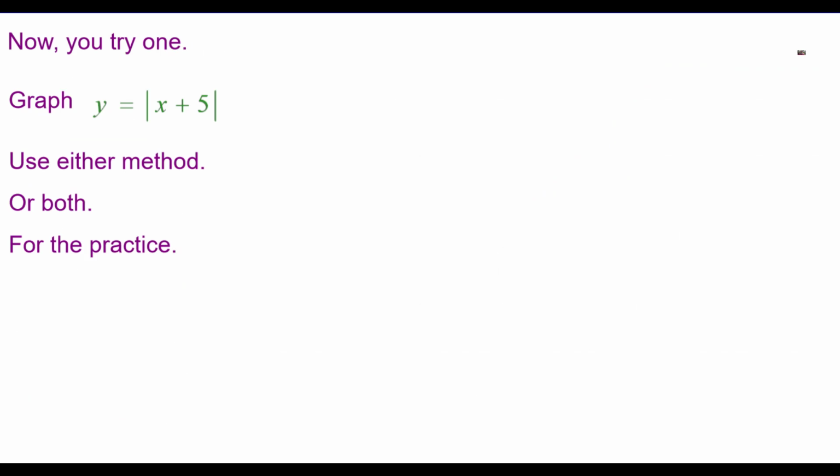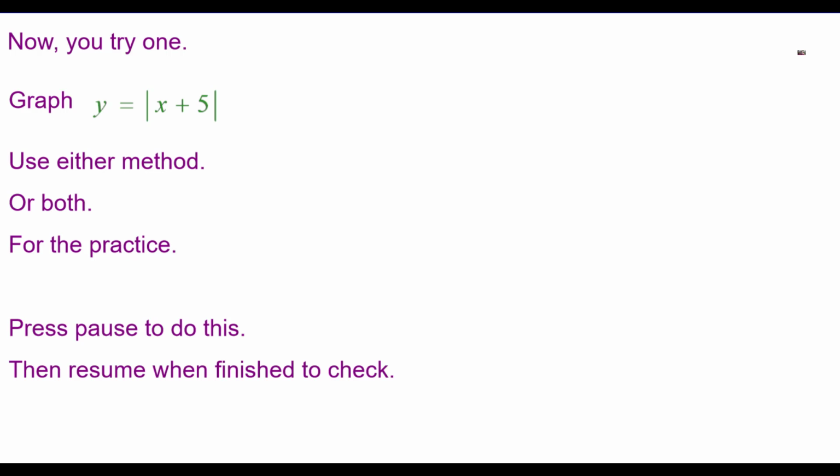Now you try one. Graph y equals the absolute value of the quantity x plus 5 using either method or both of them just for the practice. Press pause to do this and resume when you're finished to check.